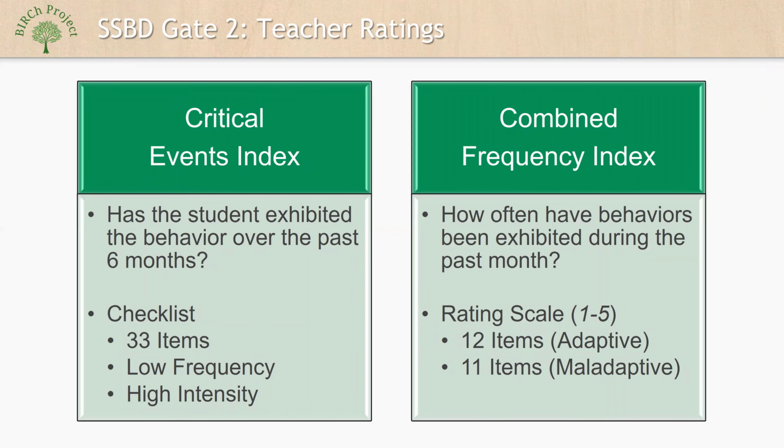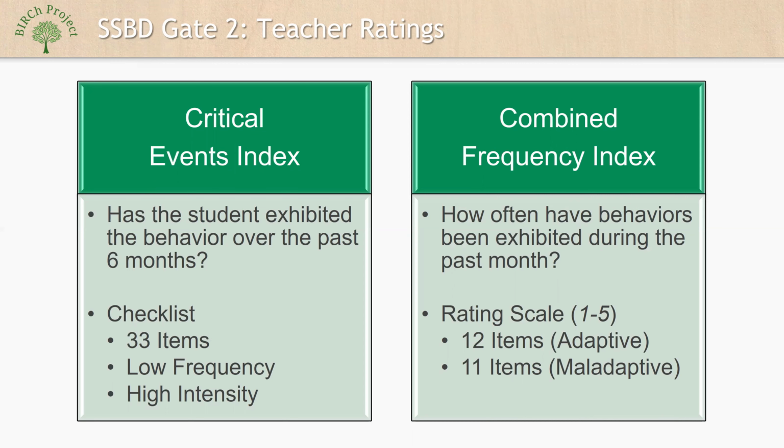So for the top 3 students on each list of internalizing and externalizing problems in phase 1, they pass through that first gate into phase 2, in which the teacher completes a critical events index, which is a checklist of low frequency, high intensity behaviors, things like fire setting, cruelty to animals. These are behaviors that if a teacher indicates they're present, indicate high risk or severe behavior that warrants attention.